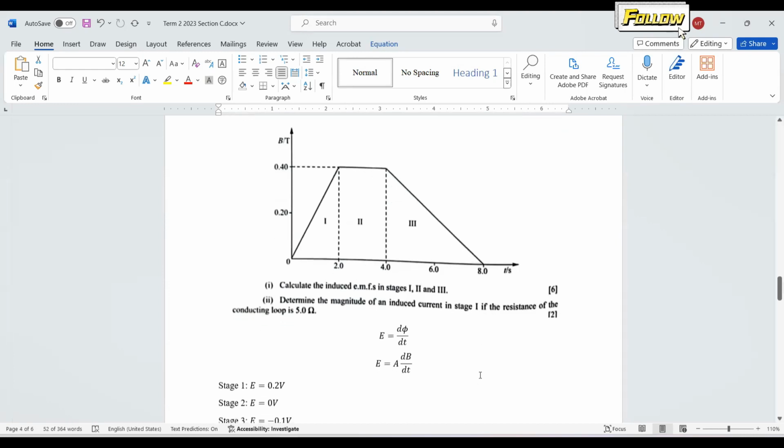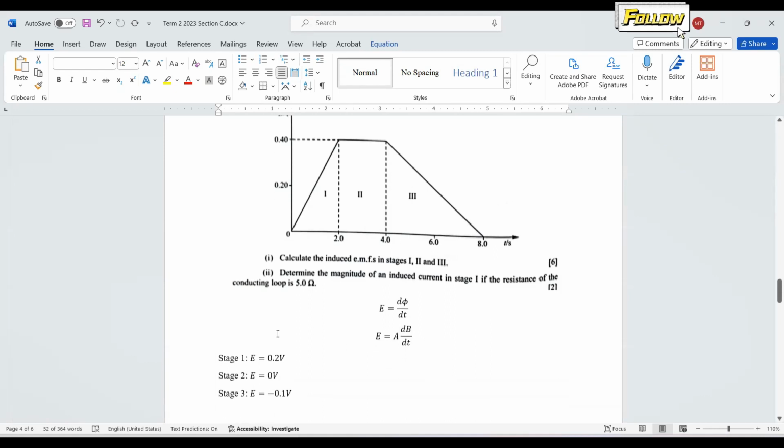So what I can say is, we want to determine the EMF. We're going to use the formula of area times dB/dt. This is the derived formula to solve this question. But without the area, this answer just assumes that the area is equal to 1. So we're going to calculate the gradient of the graph, which represents dB/dt. Multiply by area is the EMF. So stage 1, 0.2 volt, stage 2, 0 volt, there's no change. And stage 3 is negative 0.1 volt. So I think we just discussed up to this point.